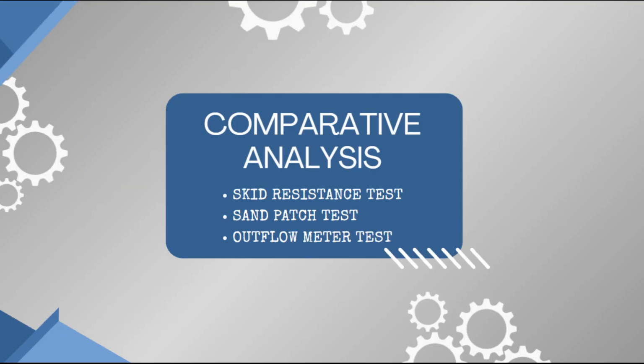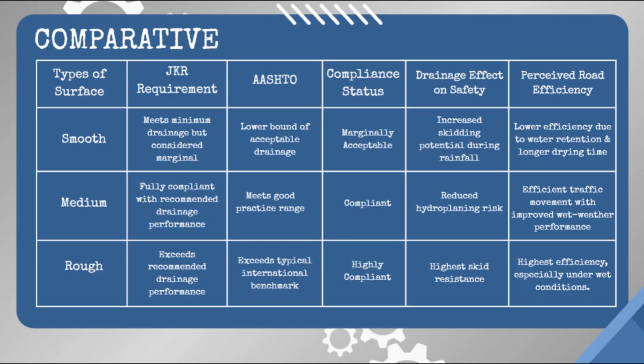Moving to our comparative analysis, we evaluated the 3 surface types against established standards and their practical impact on road safety. First, against local JKR requirements, smooth surfaces only meet the absolute minimum drainage criteria and are considered marginal. This means they barely pass but are not recommended for safety. Medium textured surfaces are fully compliant with all recommended performance standards. Rough surfaces don't just meet the standards, they exceed the recommended drainage performance.